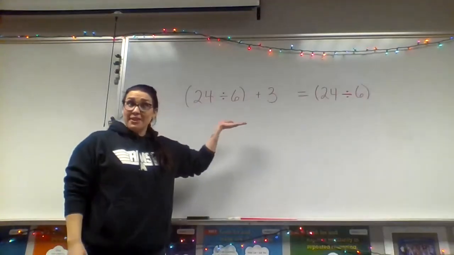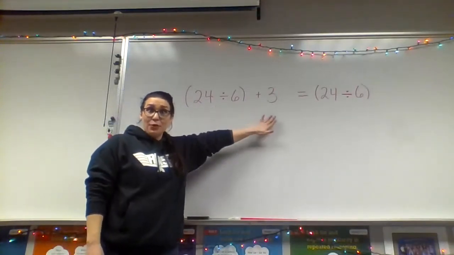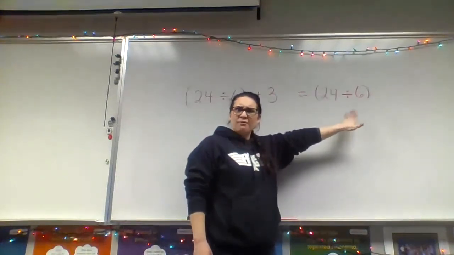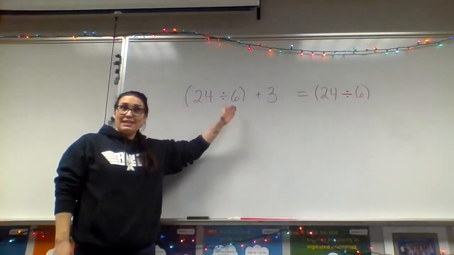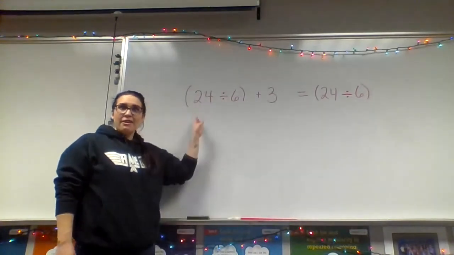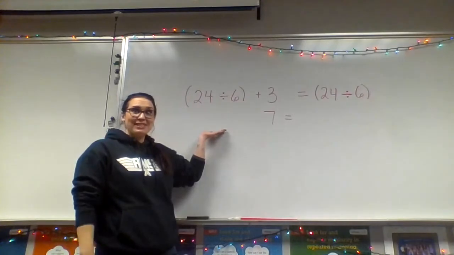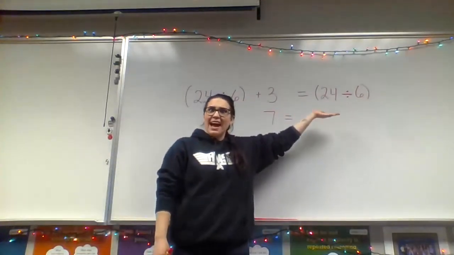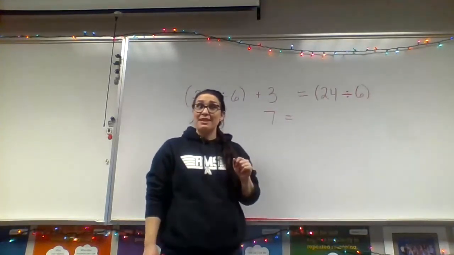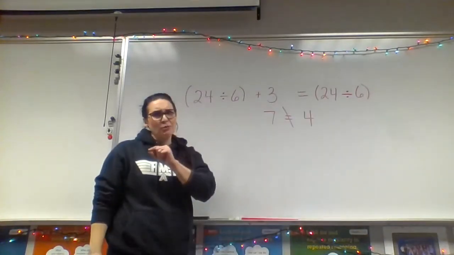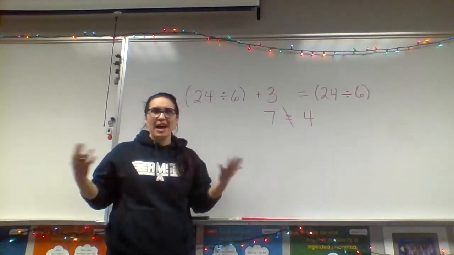So now let's look at this example. We have 24 divided by 6 plus 3. And I want to know, is that equal to 24 divided by 6? Well, let's check it out. I know that 24 divided by 6 is 4, and then 4 plus 3 would be 7. While this side of my equation is equal to 7, let's take a peek over here. I just have 24 divided by 6, and we know that 24 divided by 6 is just 4. And you're so brilliant, you know that 7 and 4 are not equal to each other. They're not the same number.